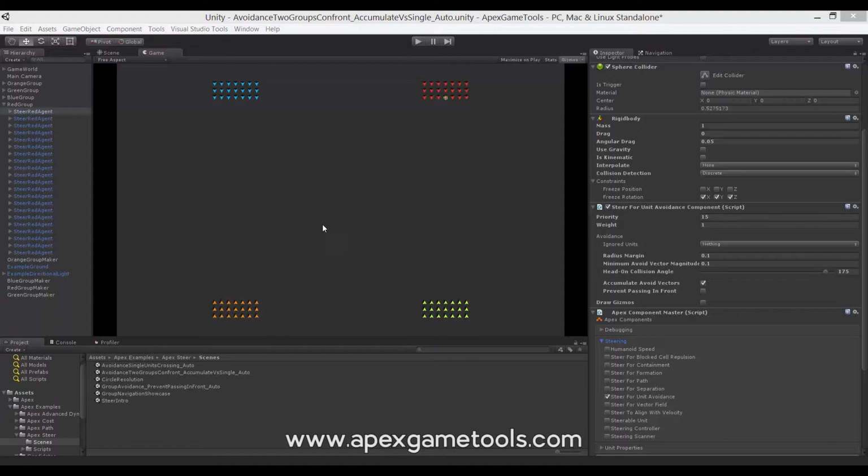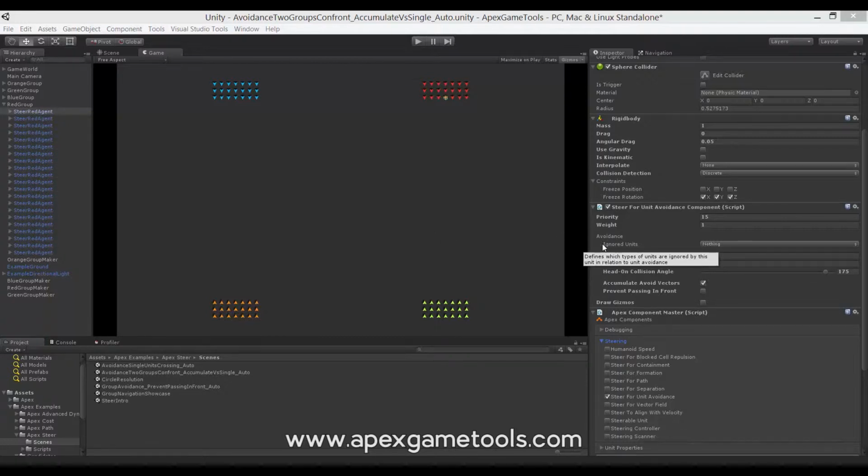In this video I'm going to go through the steer for unit avoidance component in Apex Steer. If you have not already watched the steering scanner video, I would suggest you watch that before you watch this. So steer for unit avoidance prevents units from colliding with other units outside of their own group. So let's have a look at the different options for this component.